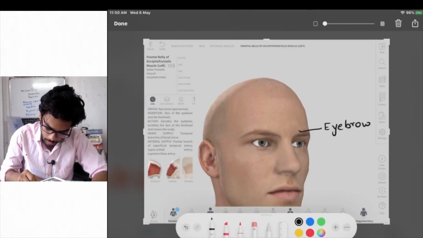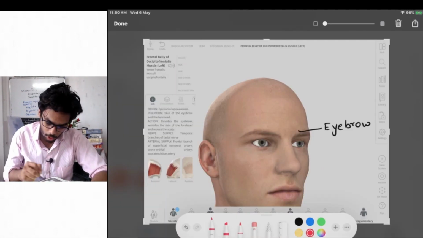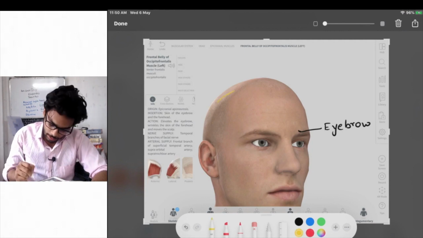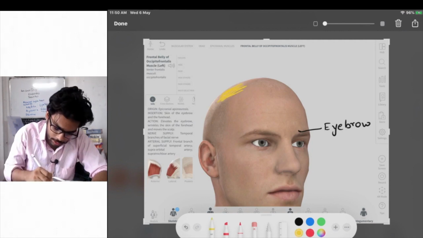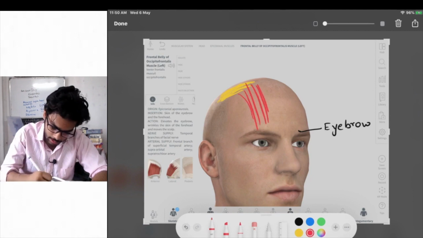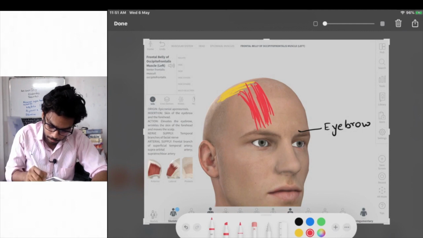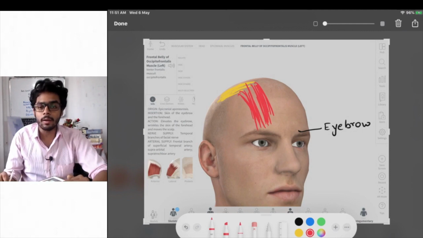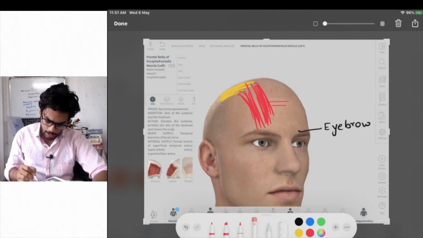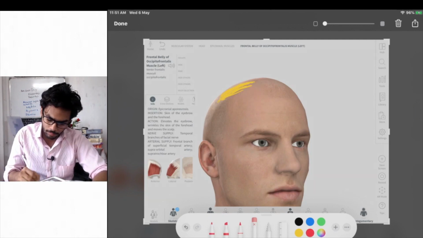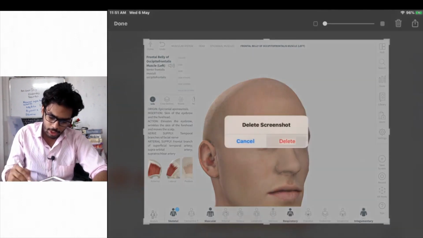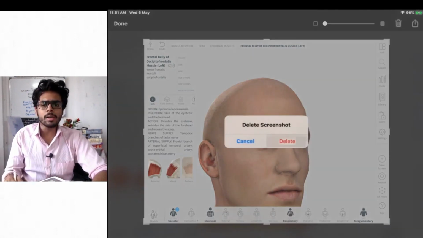See here. And here there is the insertion of which muscle? Frontalis muscle. Here you have the epicranial aponeurosis, which is connective tissue, and from that connective tissue arises the frontalis muscle. It gets inserted into the skin over the forehead and the eyebrow. And what is its function? Its function is elevation of eyebrows, and wrinkles on the forehead.